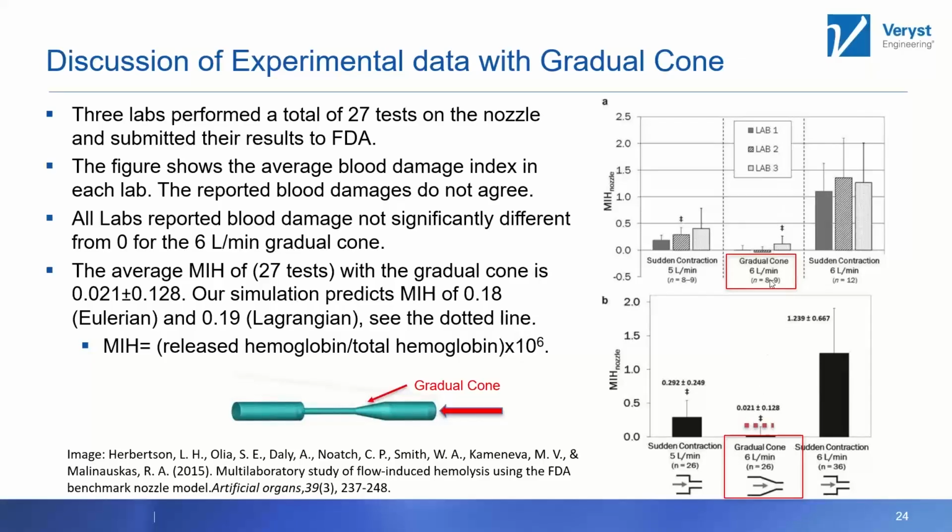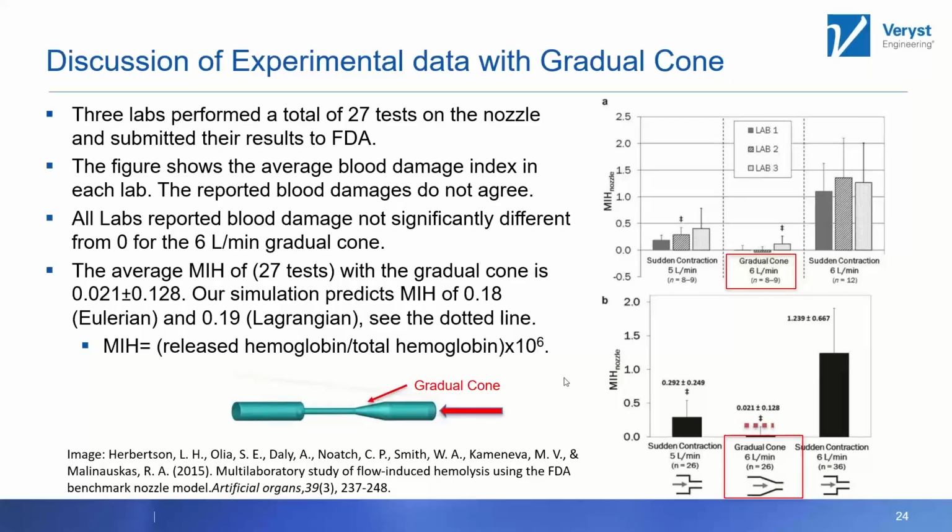The bars in the middle correspond to the case called gradual cone, where flow is moving from left to right, and flow rate is 6 liters per minute. It is interesting to see that for this case, the blood damage measured by these three labs is not significantly different from zero, and some of them reported negative blood damage, which is wrong. As I said, the average is not significantly different from zero, and our simulation, this dotted line, does not match the experimental results.